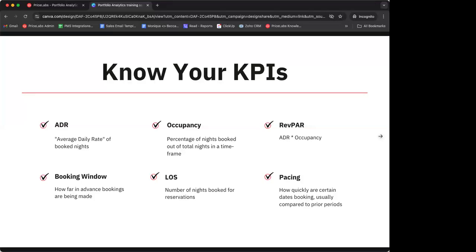And then pacing is going to be the whole second half of what we cover, which is going to go over how quickly certain dates are booking, usually compared to prior periods. So we'll be able to look at how your occupancy is pacing, for example, year over year, based on the day, based on the same time last year or the same time the previous year 2 years ago.